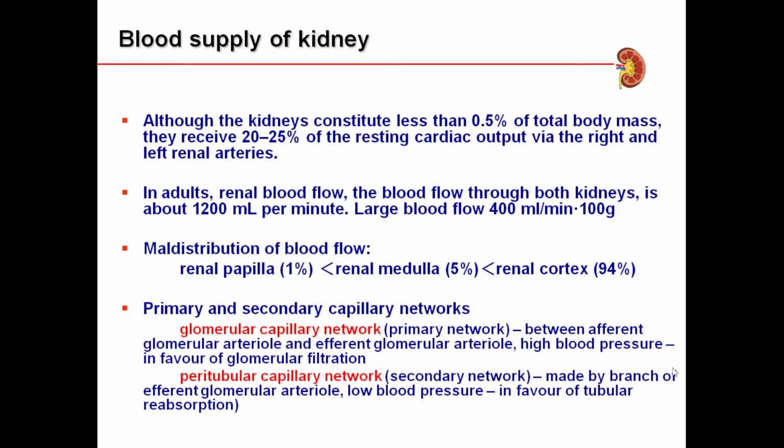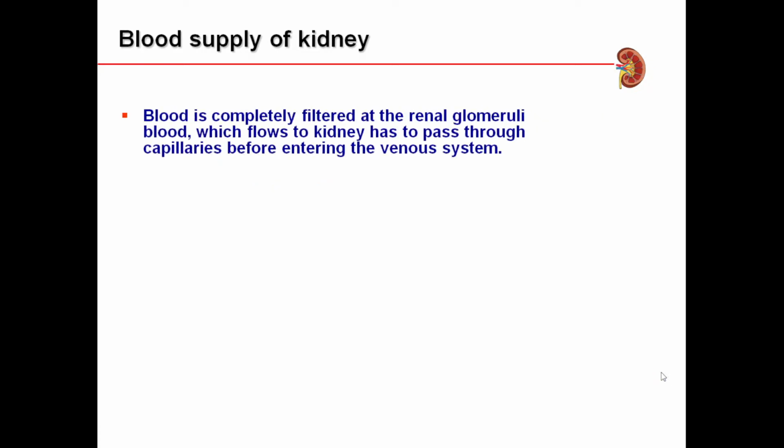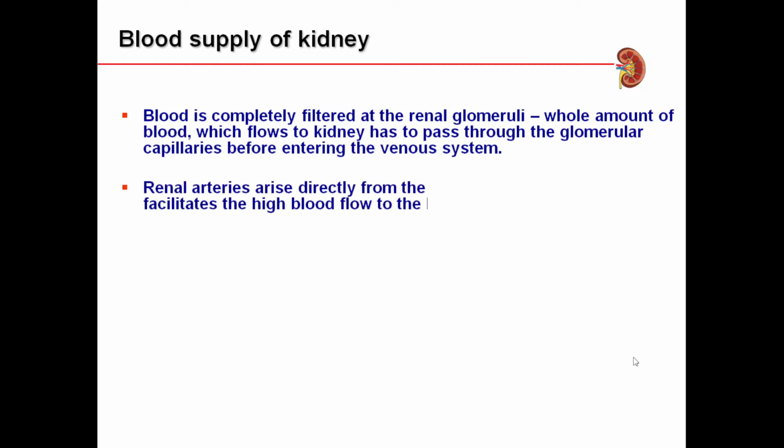High rates of renal blood flow are possible because the renal vascular resistance is low. The pressure decrease measured across the afferent and efferent arterioles demonstrates that vascular resistance is shared between the arterioles. Blood is completely filtered at the renal glomeruli. That means the whole amount of blood which flows to the kidneys has to pass through the glomerular capillaries before entering the venous system. And renal arteries arise directly from the aorta.